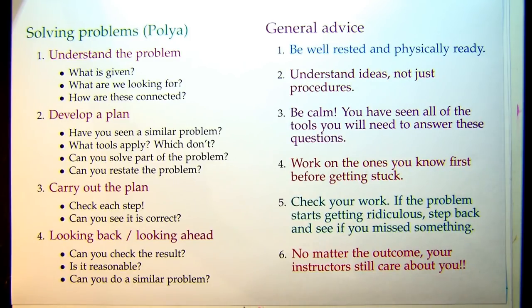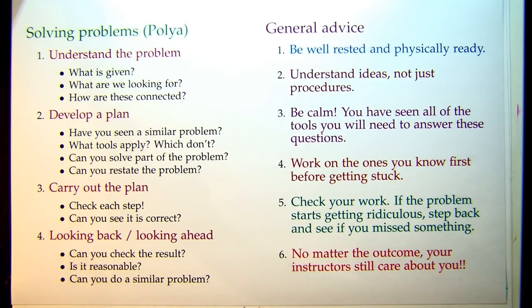Now, number 2, understand ideas, not just procedures. So if you say, look, I know all the algorithms step by step, well, do you understand the idea behind them? Because oftentimes we might say, here's something slightly different than what we've said before, but it's the same idea. Can you adapt to this new situation?